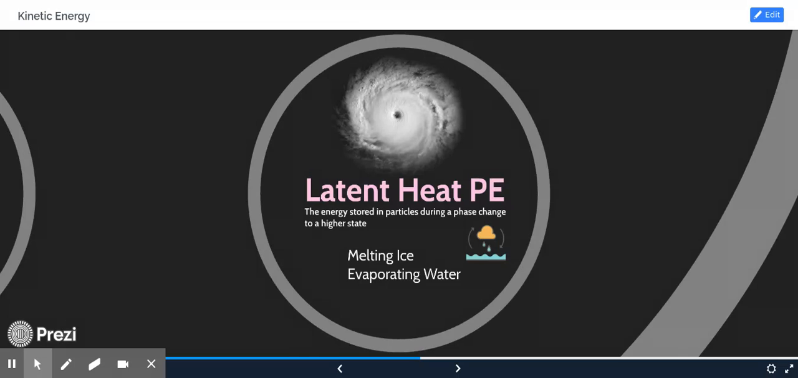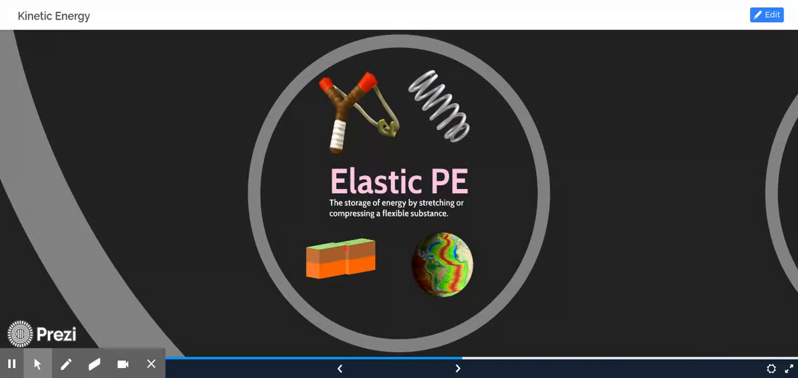But anytime that you change phase, such as melting ice, you have to add heat to the ice in order to melt it. Or if you evaporate water, you have to add heat to evaporate that water. And when you add that heat, the heat energy gets stored in the phase change. This is called latent heat potential energy. It's actually what gives hurricanes their incredible power, because all that water that gets evaporated from the ocean to form the storm gets energy stored in it that's then released when the storm powers on through.